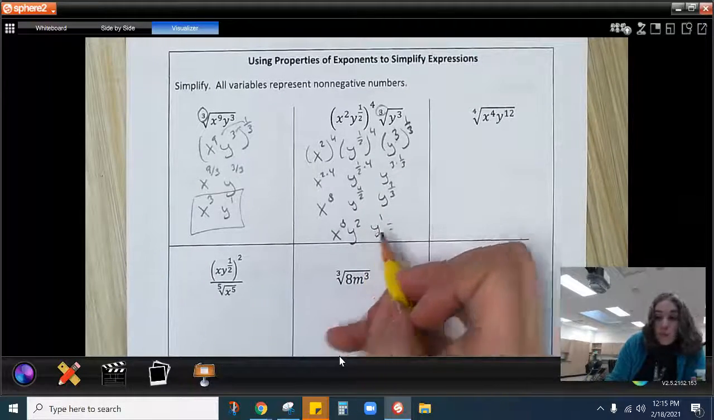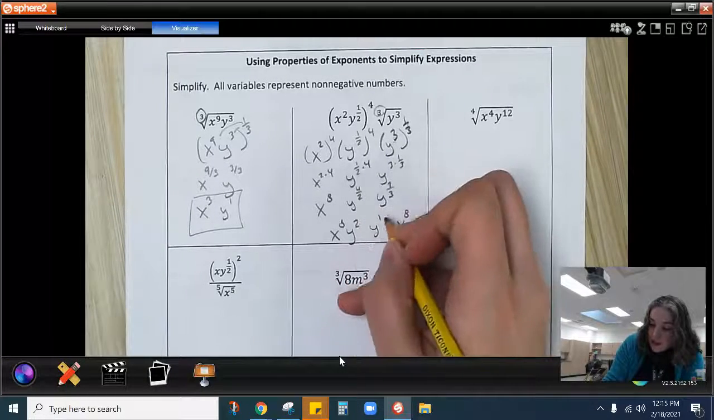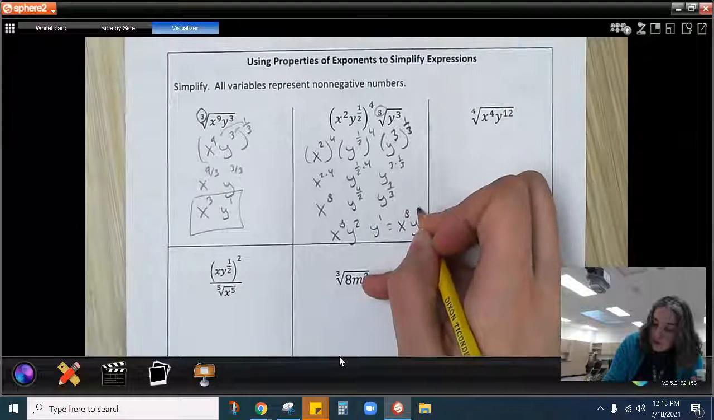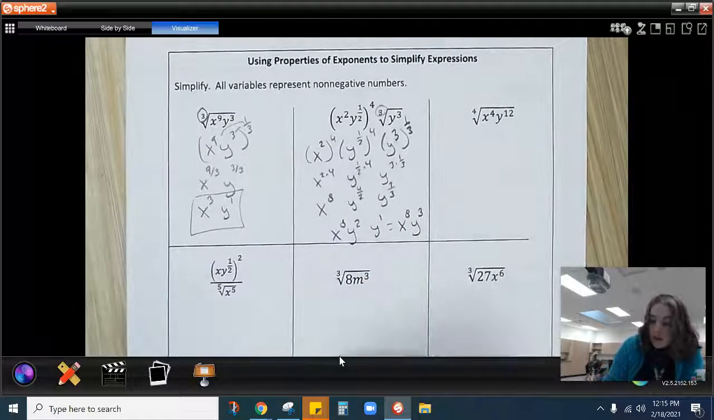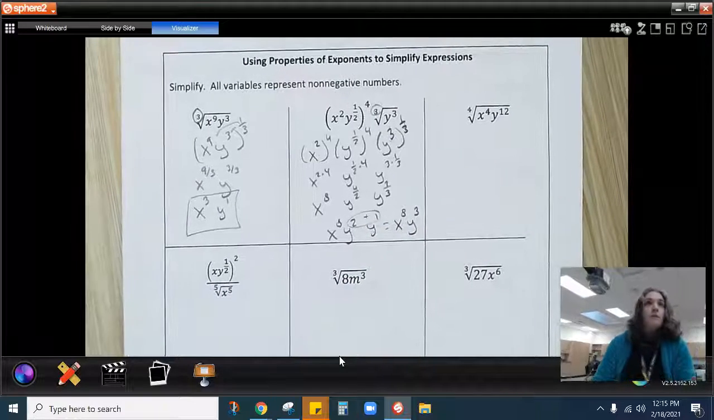Hey, I've got like terms here. They're both y's. So this is really x to the 8th, and I add these together, right? So y to the 2 plus 1. So that'd be y to the 3, because I need to add those two together. Ran out a little bit of room.